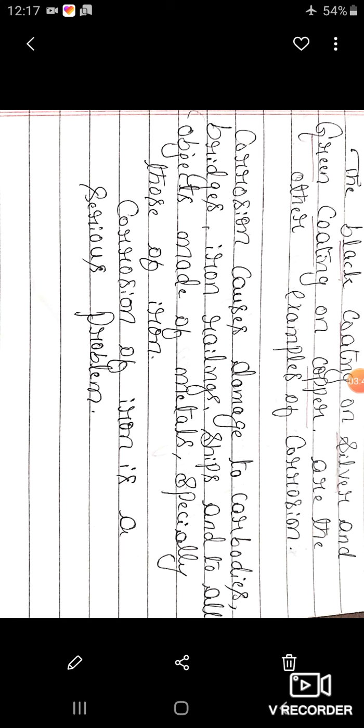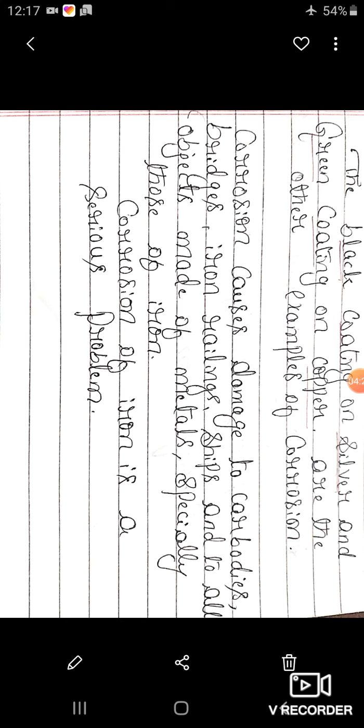Corrosion causes damage to car bodies, bridges, iron railings, ships and to all objects made of metals, especially those of iron. You can observe iron in your daily life. When iron is put in a humid atmosphere, it is corroded. A reddish brown colored layer is formed, and that iron is said to be corroded.